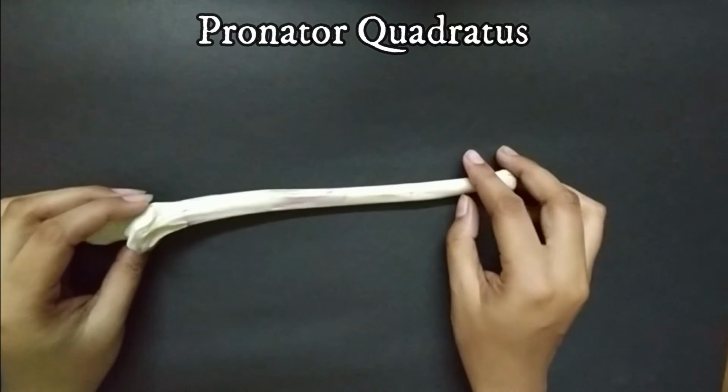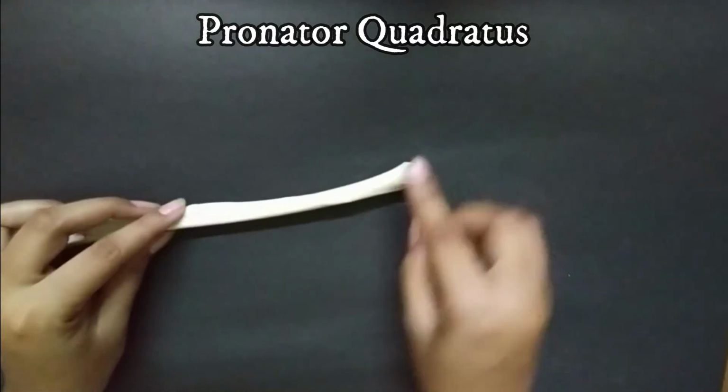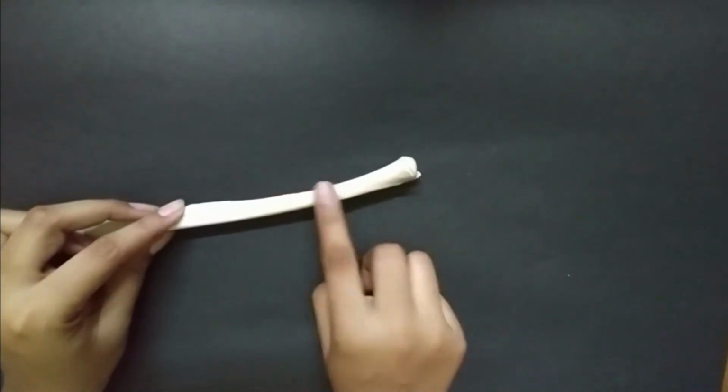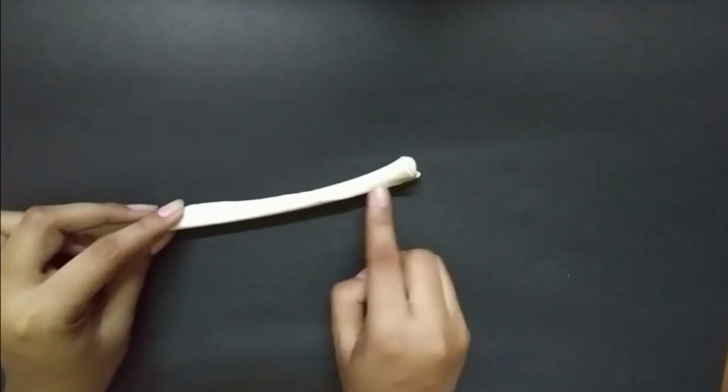Next we have the pronator quadratus muscle. Pronator quadratus muscle is present in the oblique ridge. So this is the oblique ridge in the anterior surface. So here we get the pronator quadratus muscle.